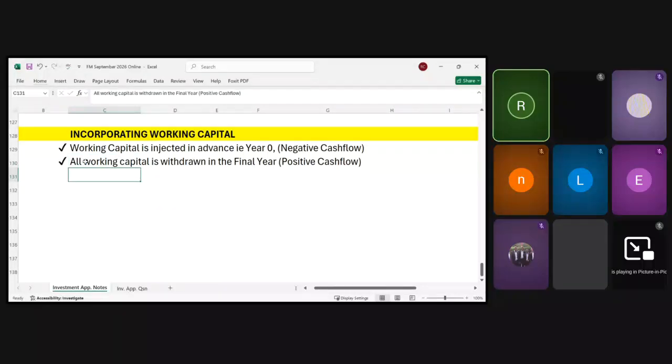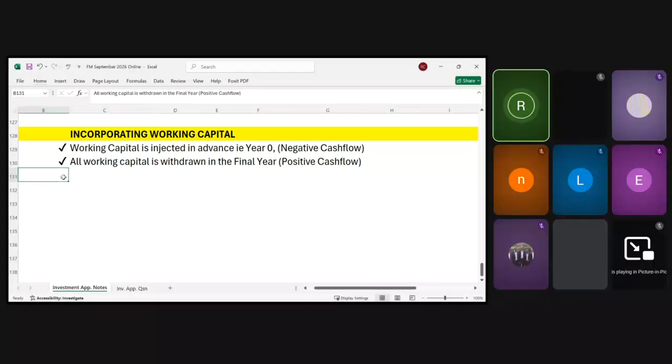The working capital that is required for year one, we inject in advance. Advance for year one is year 0. Advance for year 2 is year 1. Advance for year 3 is year 2. This is how we normally move on. But then at the end, we need to recover everything.